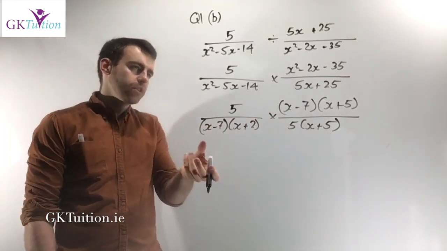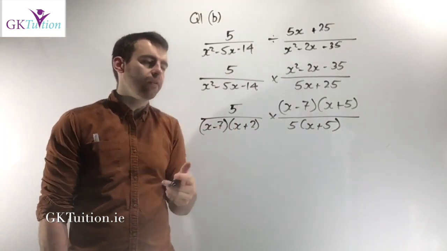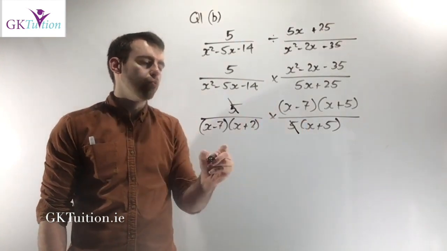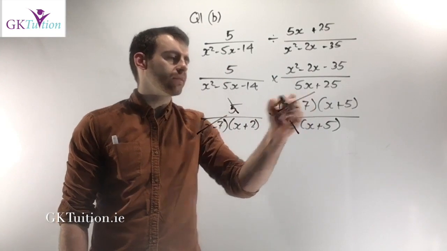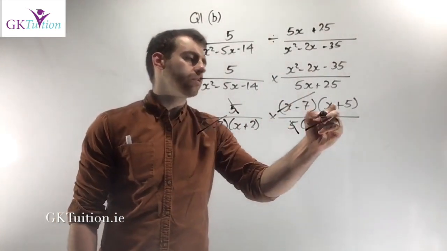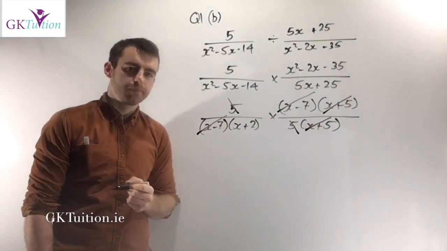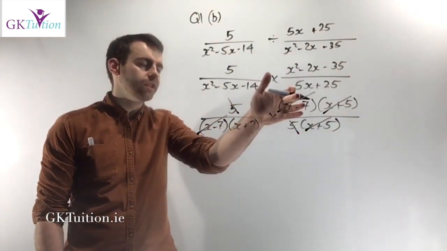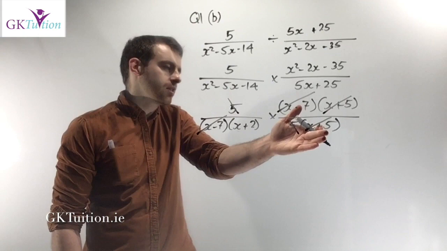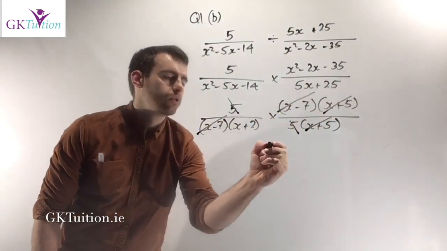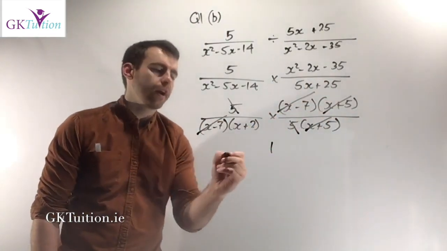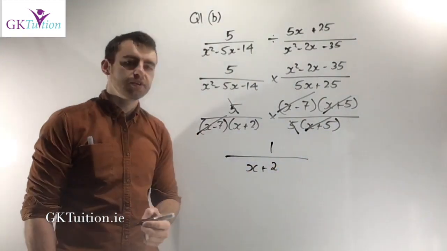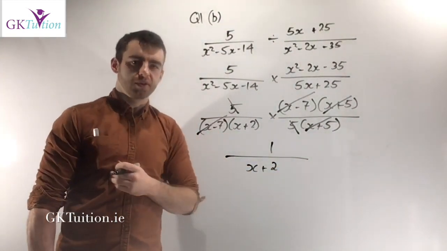Now the reason I wanted a multiply sign instead of a divide is because now 5 will go into 5 once, the x minus 7 and the x minus 7 will cancel, the x plus 5 and the x plus 5 will cancel. Which means that 5 went into 5 once, x minus 7 went into that once, x plus 5 went into this once, which means I'm left with a 1 on the top of my fraction, and the only thing I'm left with on the bottom is x plus 2. So your final answer is 1 over x plus 2.